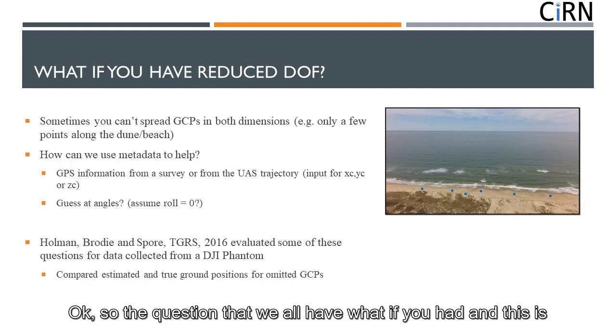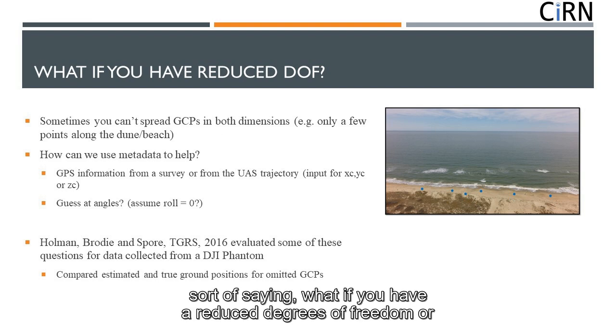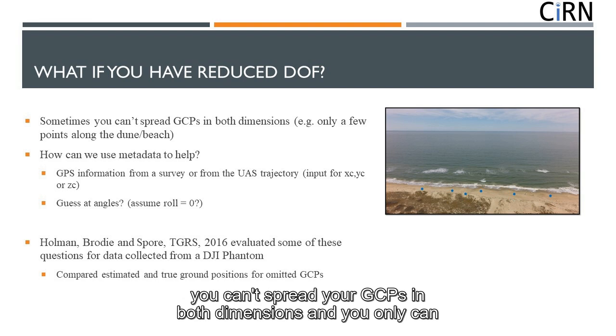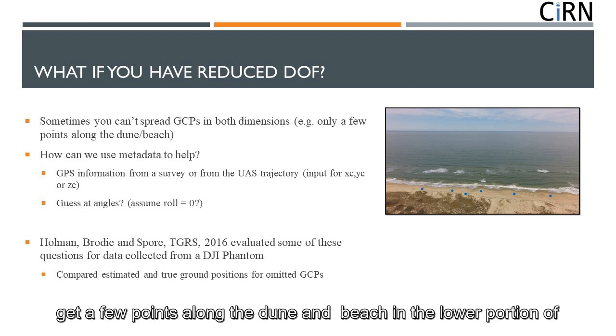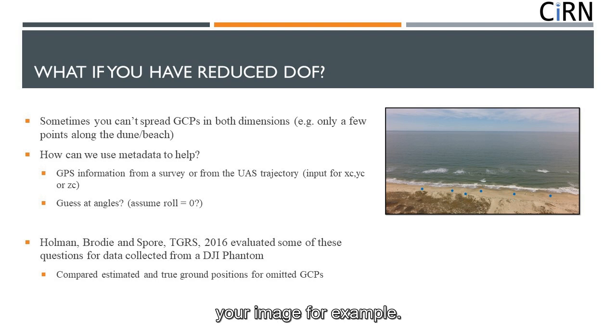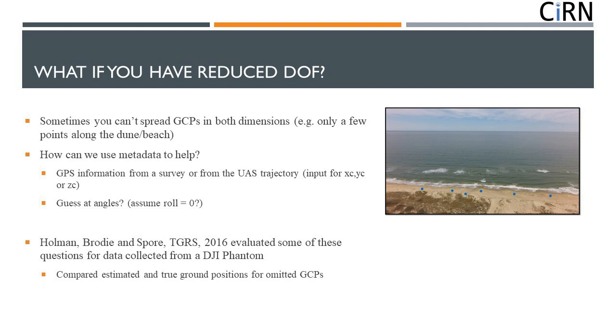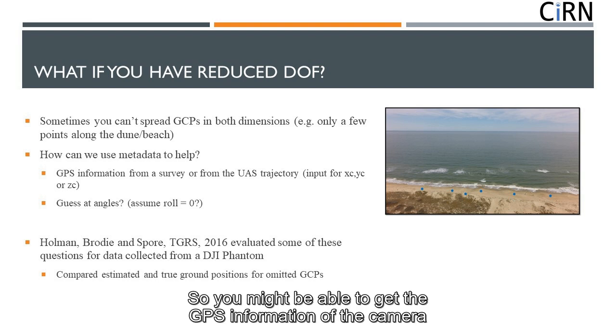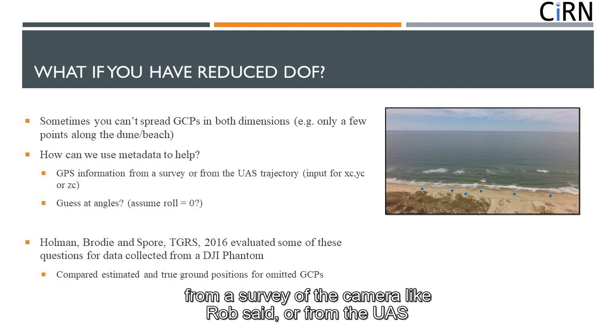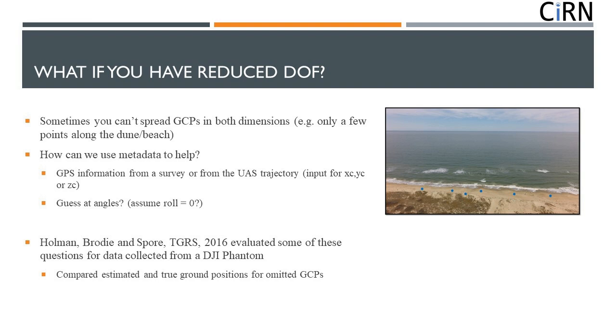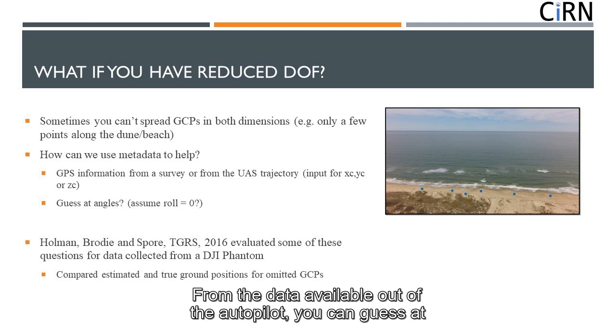Okay, so the question we all have is: what if you have reduced degrees of freedom, or you can't spread your GCPs in both dimensions, and you can only get a few points along the dune or beach in the lower portion of your image, for example? How can you use additional pieces of information to help? You might be able to get the GPS information of the camera from a survey of the camera, like Rob said, or from the UAS trajectory itself, from the data available out of the autopilot.